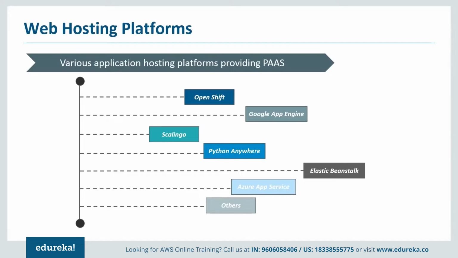Then you have PythonAnywhere. It is an online integrated development platform and web hosting service as well, but based on the Python language. Then you have Elastic Beanstalk offered by Amazon. Moving on, we have Azure App Service by Microsoft and many others. But today, our main focus will be on Elastic Beanstalk, which is a web hosting platform offered by Amazon.